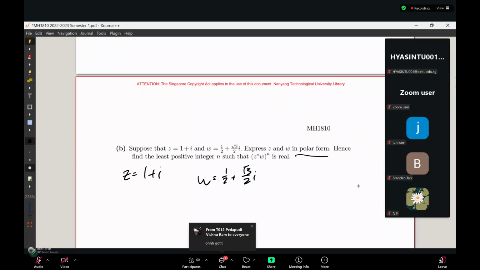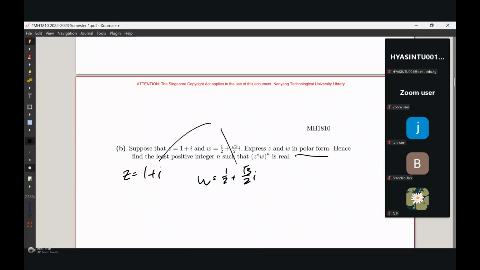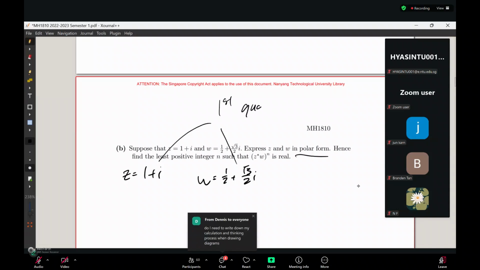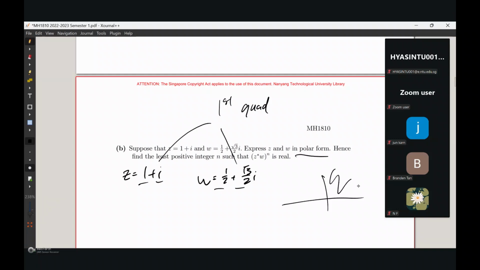Okay, let me move on. Here what I want to do is express this in polar form. So first notice that all of this is in the first quadrant. Both of these are in the first quadrant, because all of these are positive. So because all of these are positive, this will be in the first quadrant, so it will be somewhere here.